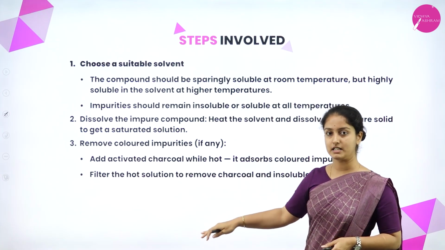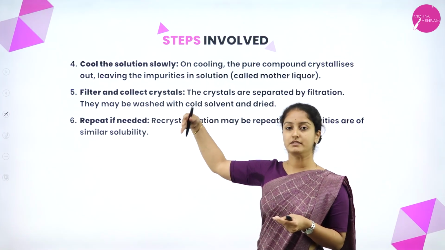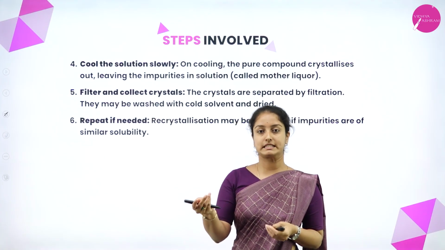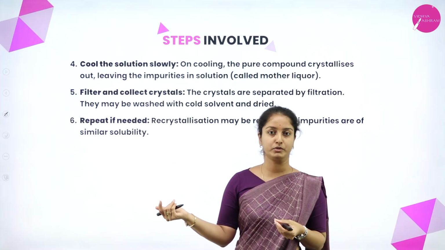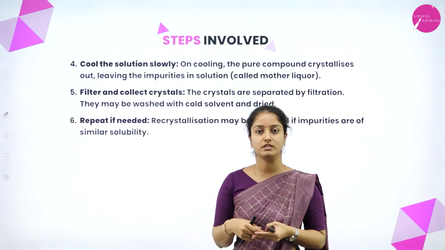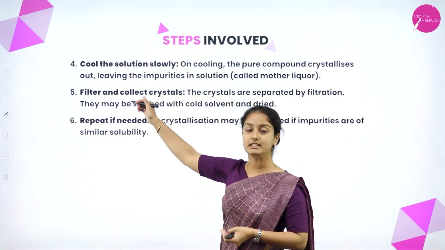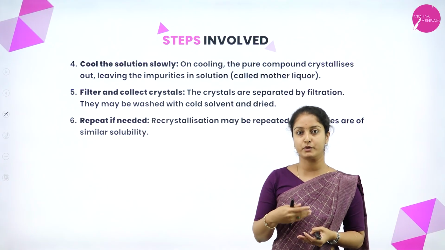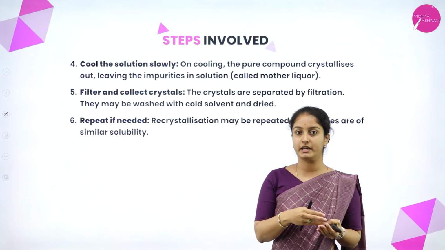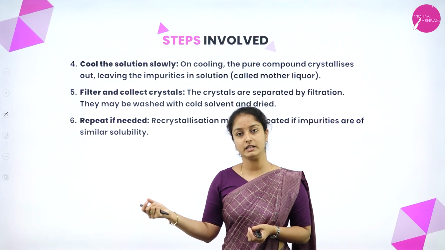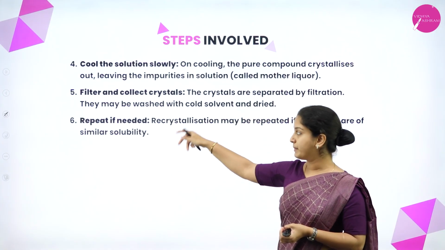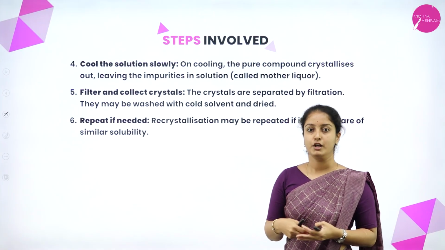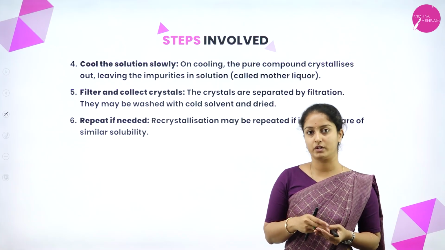Then after these things are carried out, the next step is to cool the solution slowly at room temperature. On cooling, the compounds will crystallize, leaving behind the impurities in the solvent. That solvent is called mother liquor. Take that solution, filter and collect the crystals. You have to go through the filtration process so that crystals are separated and the mother liquor is separated. And then repeat this process if necessary by dissolving it in the solvent so that you get more pure compound.